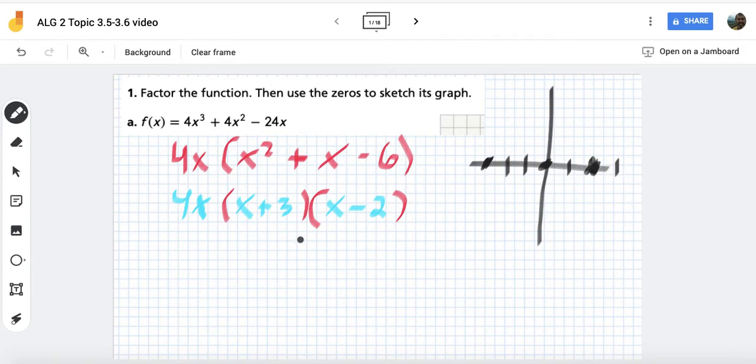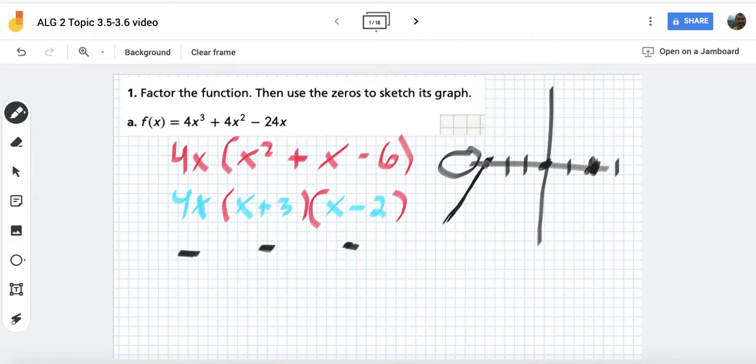All right. And doing it the way that they did it, we're going to test out some points. We're going to test out something less than negative 3. So if this were negative 5, let's say, that's going to come out negative. That's going to come out negative. Negative 5 minus 2, that's going to come out negative. So I know it's negative for this part.